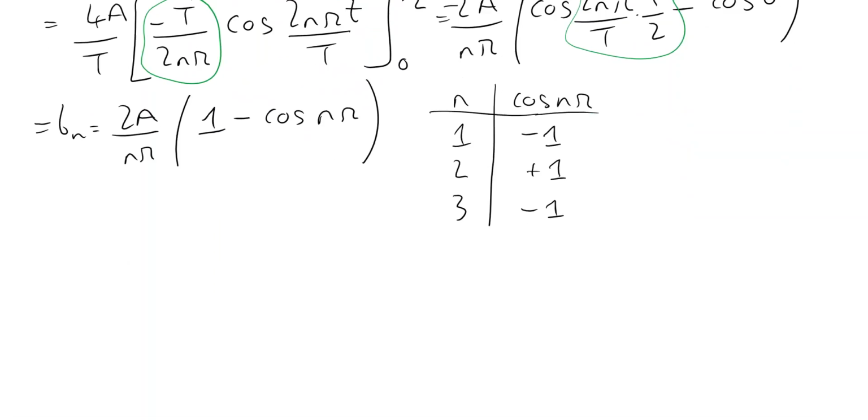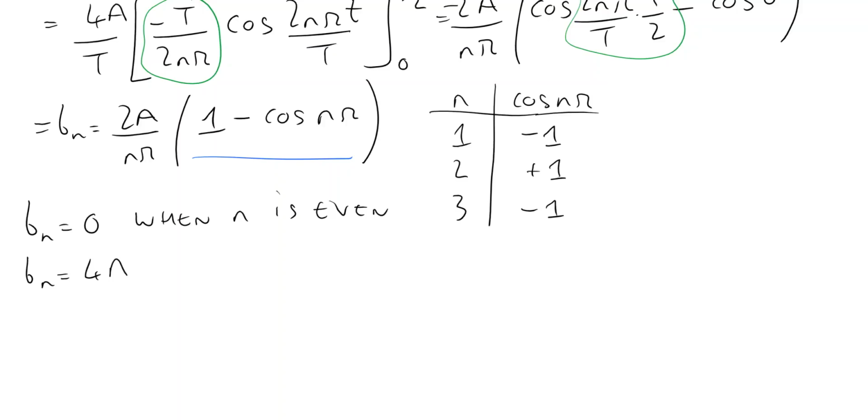So if we now think about the term in brackets here, what we can see is that when n is even we get 1 minus 1, so that just gives us 0. So we can write that Bn is equal to 0 when n is even. And then when n is odd we get 1 minus minus 1, so the term in brackets has a value of 2, and so we can write that Bn is equal to 4A over n pi when n is odd.